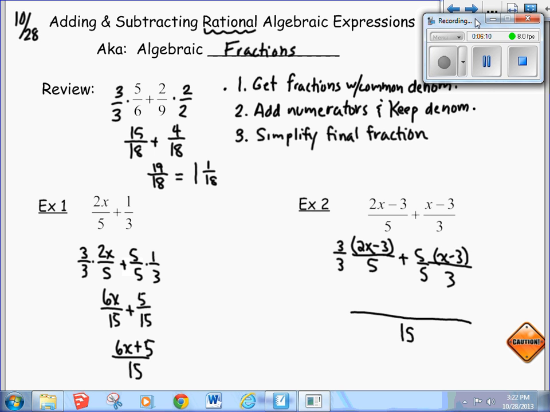All right, here we have to multiply our 3 through both parts of that numerator. So 3 times 2x is 6x, and 3 times negative 3 is negative 9. Don't forget to change those subtractions to equivalent addition so you don't lose your signs. And then continuing on, 5 times x is 5x, plus 5 times negative 3 is negative 15. So now we have it all together.